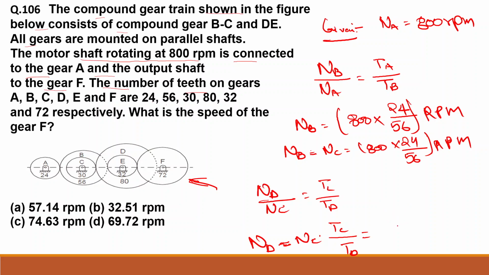After that, ND is given by 800 into 24 upon 56 into 30 upon 80. I will be going to the next slide. Wait a second.